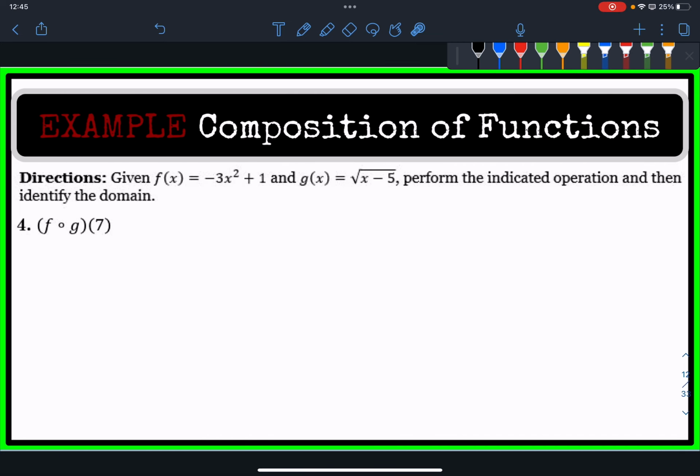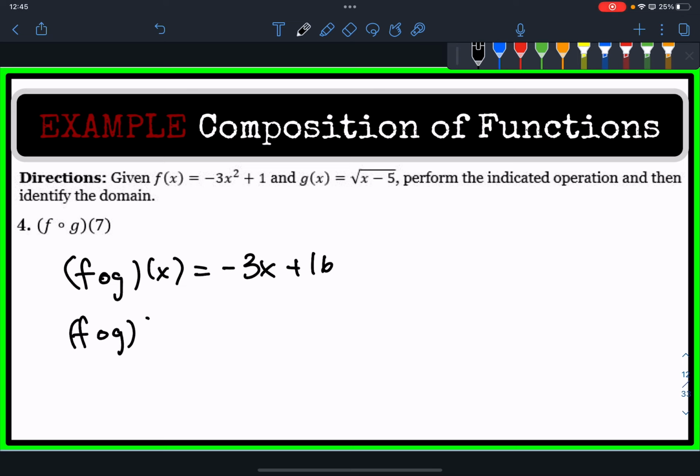Now to evaluate this, again, given that we already did the composition and know that this is equal to -3x plus 6, I'm simply going to plug in the 7 into the x.